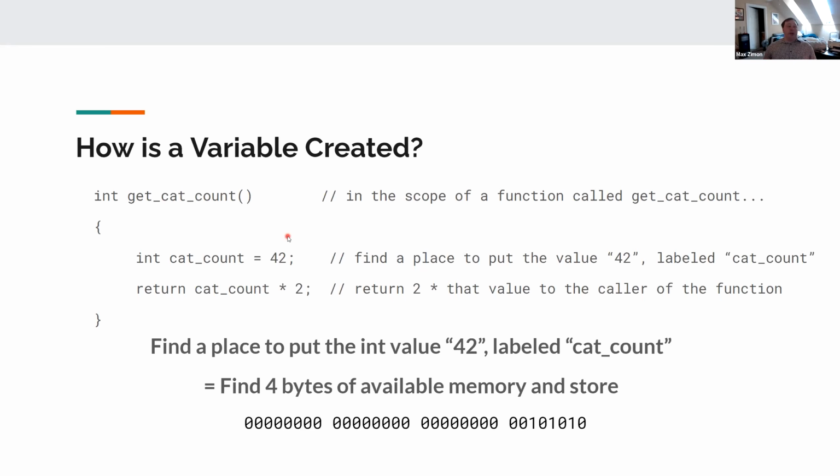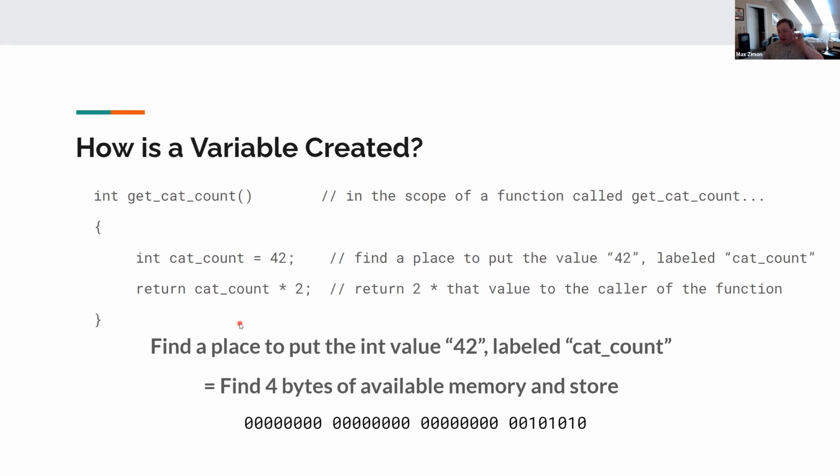Now, you could be calling another function to get this. You could be reading some other variable to get it. You could be doing some math. I've just set it to 42 to be easy, but it could be anything. The process we're going to describe is the same. All you know is we're setting cat_count to some value that comes out to 42, which is on the other side of this equal sign. This is what we want cat_count to be. And then we're going to return that value times 2.